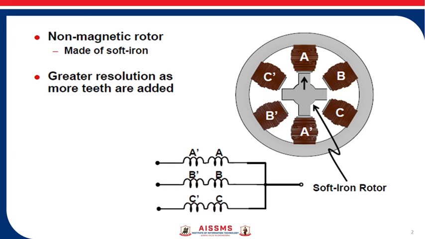The variable reluctance type of stepper motor can rotate in both directions, that is bidirectional rotation, as well as being self-starting. Here we are going to see the operation of this variable reluctance type of stepper motor. According to reluctance, the rotor adjusts itself with respect to the low reluctance position.